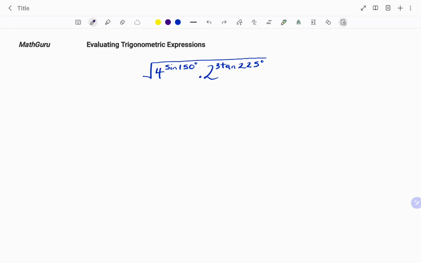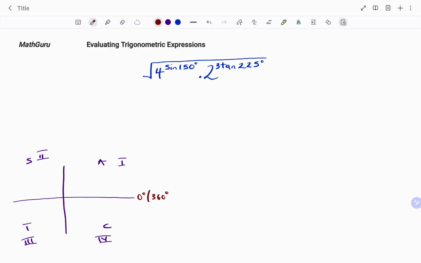In this video, I'm going to show you how to evaluate the following trigonometric expression. I'm going to start by drawing my CAST diagram by the side, that shows you the trig ratio that is positive in each of the quadrants shown: the first, second, third, and the fourth quadrant.